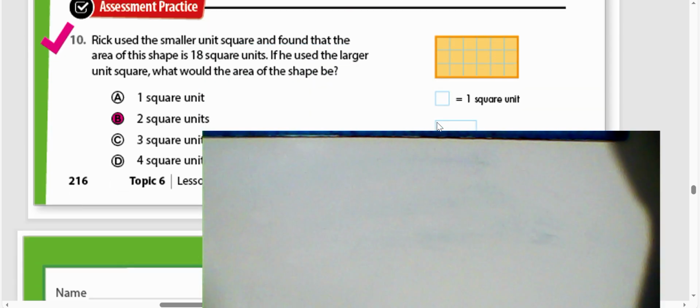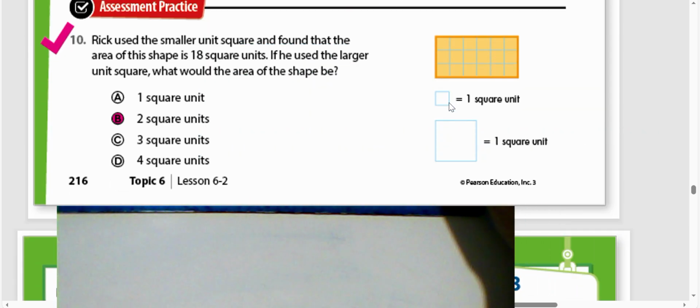Assessment practice. Rick used a smaller unit like this to find the area, and found the area of this shape is 18 square units. If he used the larger unit square, what would the area of the shape be? Count with me. We can find the area here, 18. 18 divided by 2 equals 9. We can divide it into 2 parts. It will be 2 square units, because he counted 18 here. If you draw this square down, we have 2 squares, and the answer will be 2 square units.